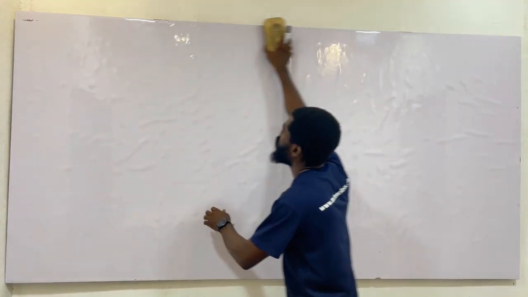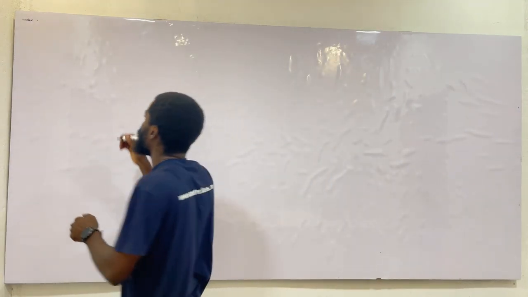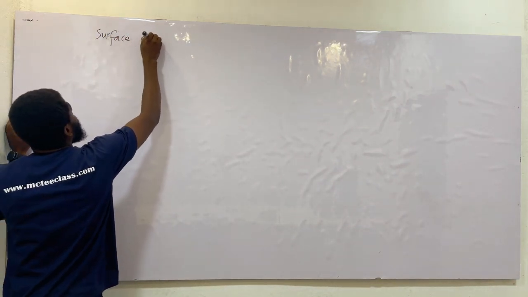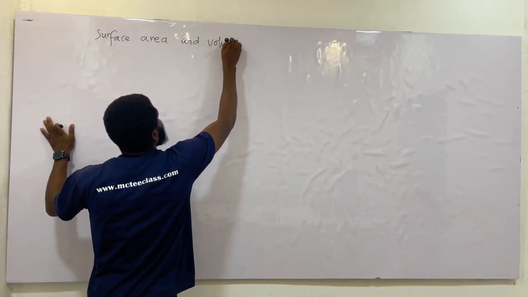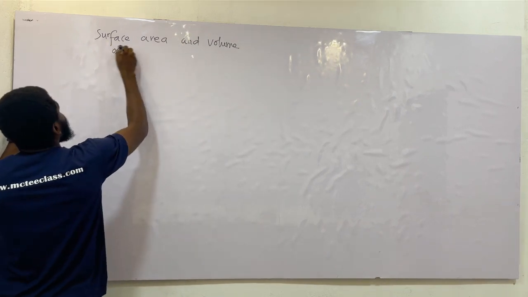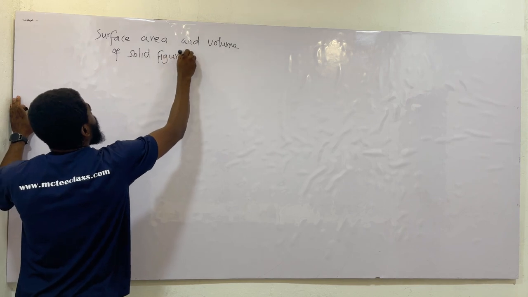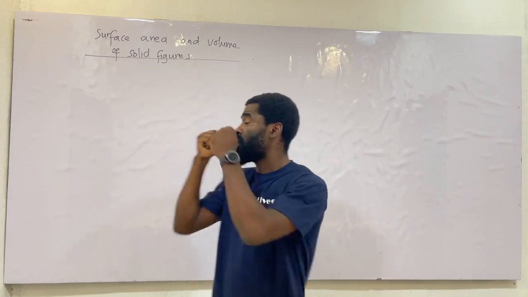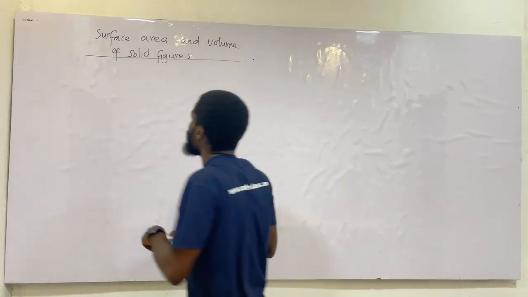Now, today we're going to look at something interesting, which is surface area and volume of solid figures. So this is what we're going to look at today. Very simple, very short. Just hit on the point. You do more practice, then you'll be able to solve this in case we get a question on surface area and volume of solid figures.